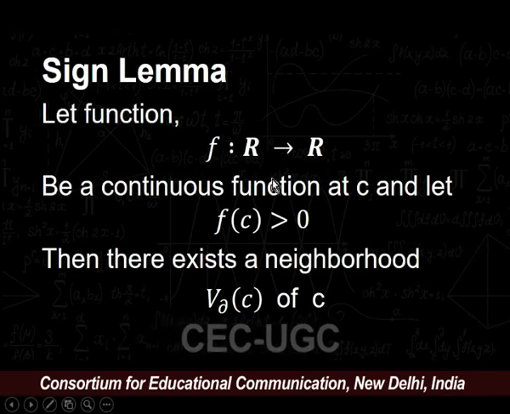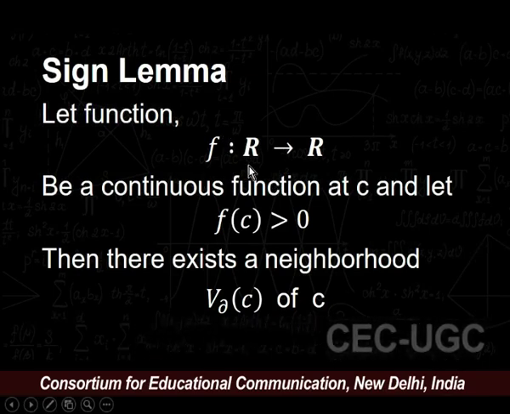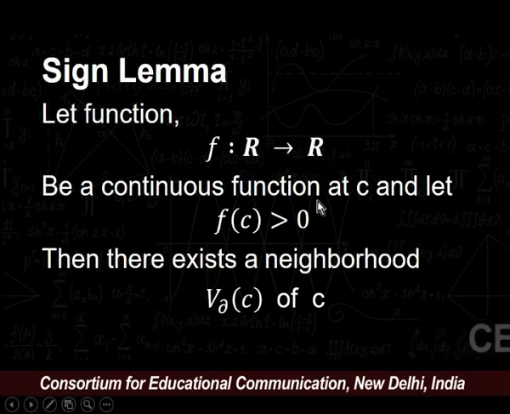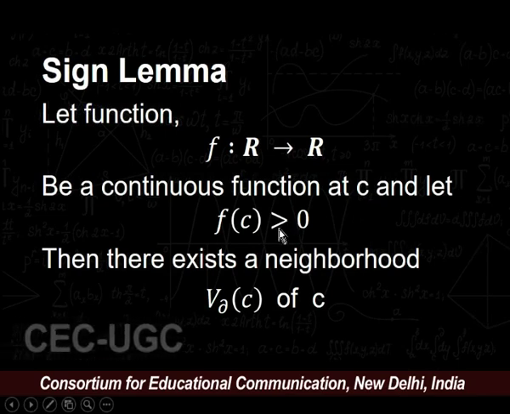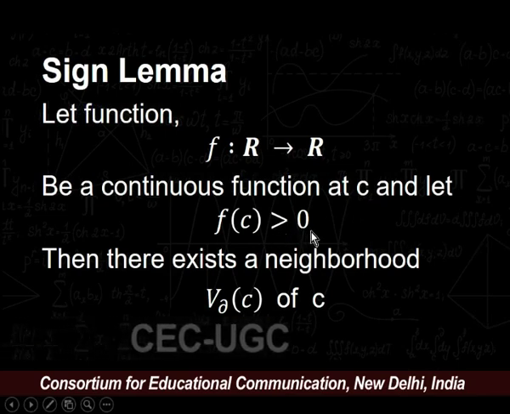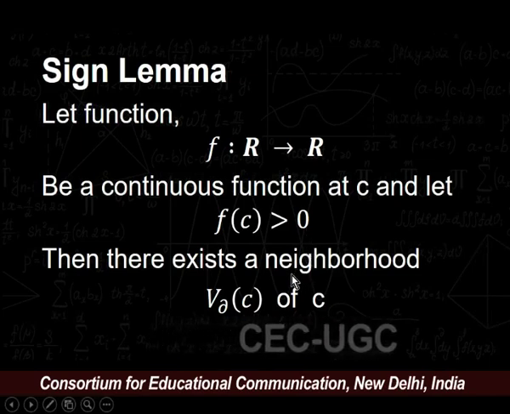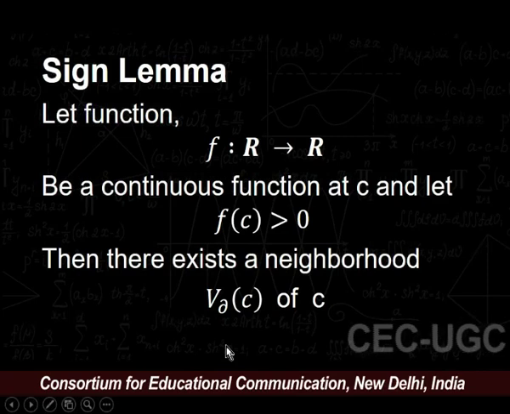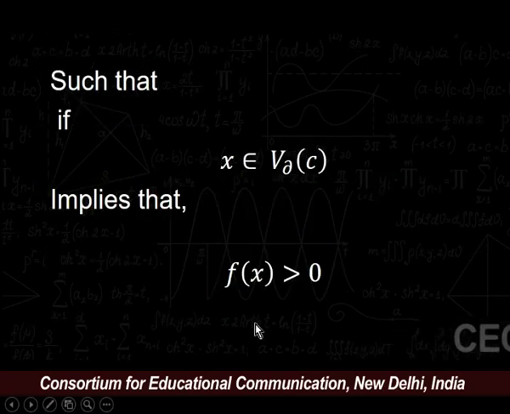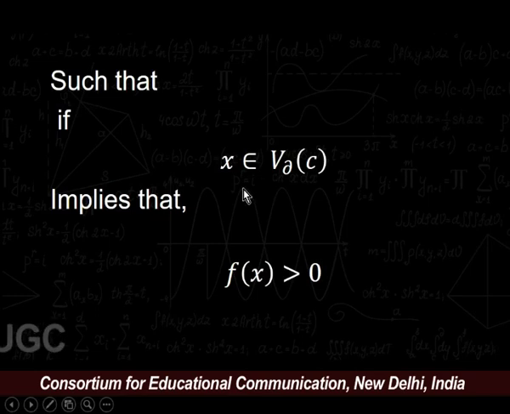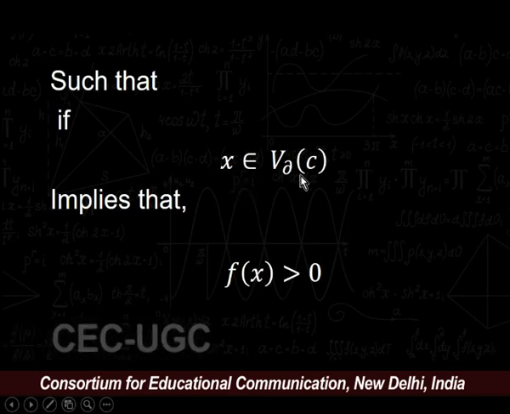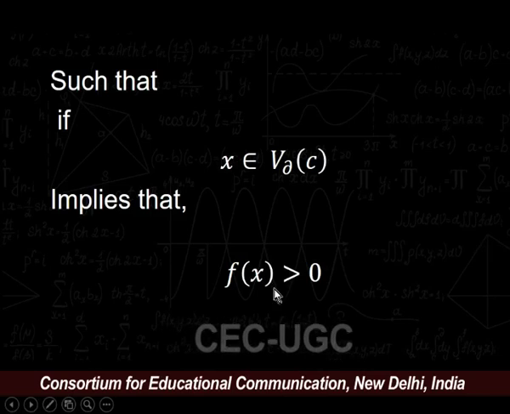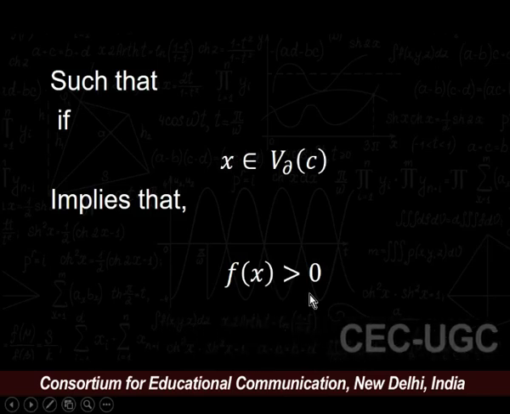The sign lemma says that we have a function f from R to R which is continuous at some point c in R, and let f(c) be greater than 0. Then there exists a delta neighborhood V of c such that if x belongs to that neighborhood, that implies f(x) must be greater than 0. I repeat the sign lemma.